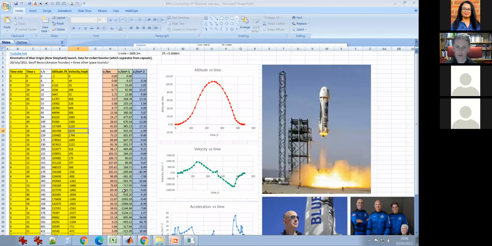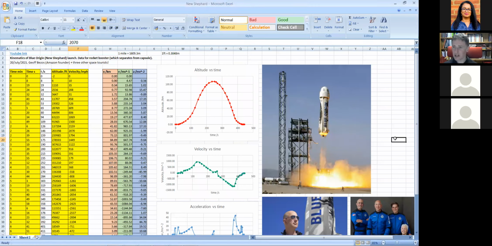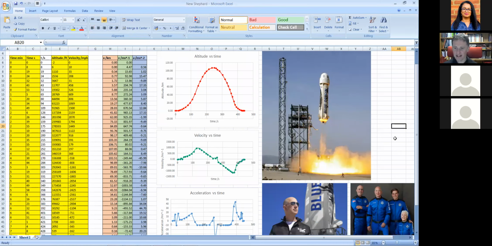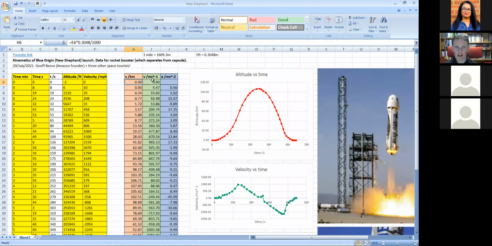It's a file called New Shepard, which I think is a homage to Alan Shepard, one of the original astronauts. So that's Bezos's team. This is the time in seconds, the altitude in feet, and I've worked out the velocity in miles per hour. I've converted those into altitude in kilometers, velocity in meters per second, and acceleration in meters per second squared.